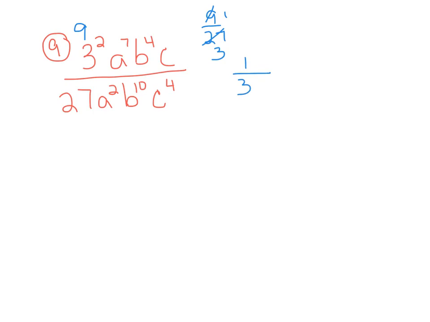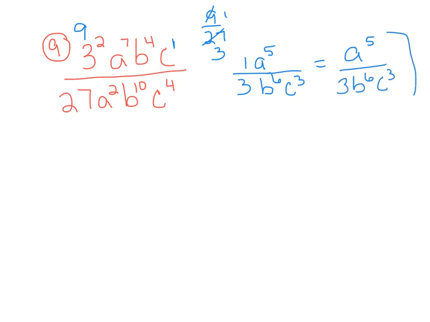Now continue with the variables. 7 versus 2, so I've got A to the 5th. Go to your B's. There's more B's on the bottom. How many more? 6. C, now remember that's C to the 1st, C to the 4th, so C to the 3rd. Now your final answer, this is fine, or I would probably take it a step further and do A to the 5th over 3, B to the 6th, C to the 3rd. Because remember, you don't need that 1 in front of the variable.